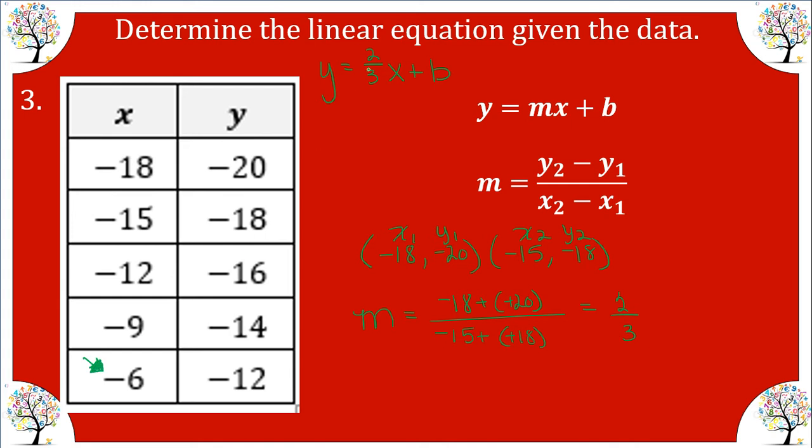So I'm going to replace the x with -6. So I got that from that ordered pair. And then the y, so when x is -6, y is -12. So now we're going to solve. So I'm just going to bring down -12. Here I'm going to multiply 2/3 times -6.